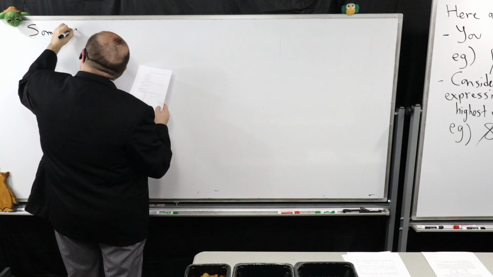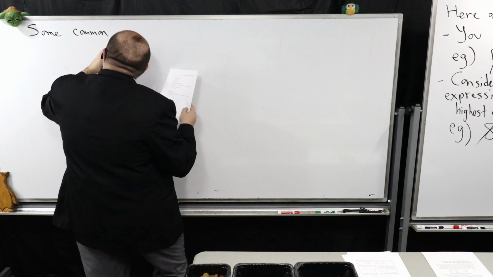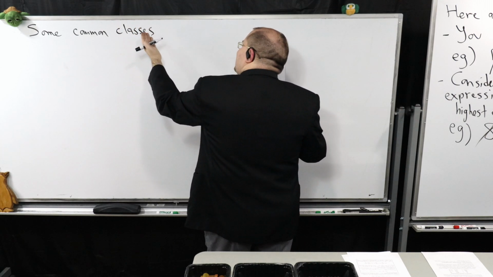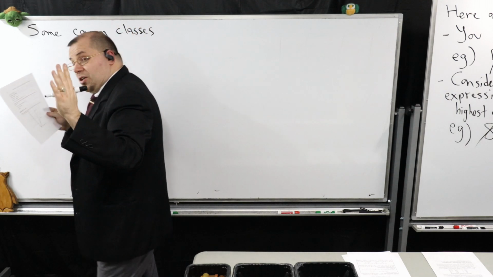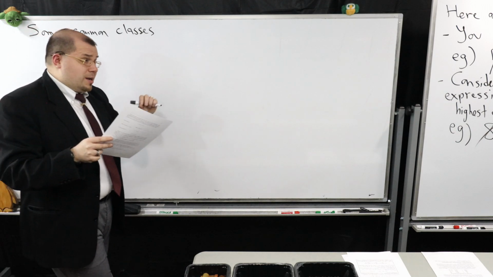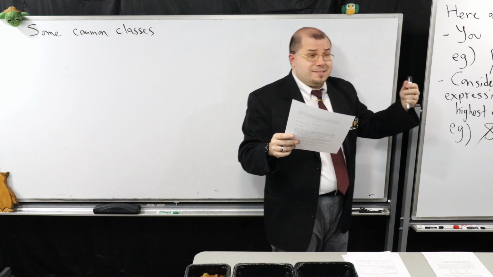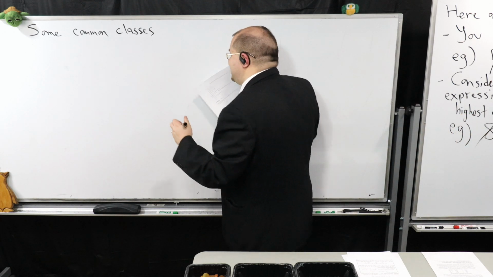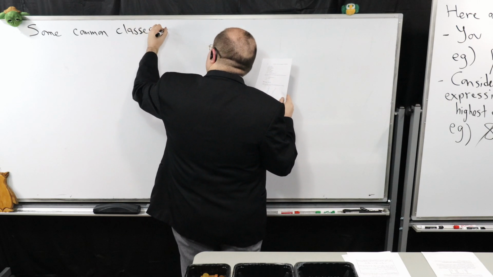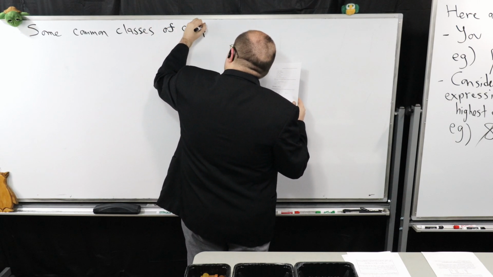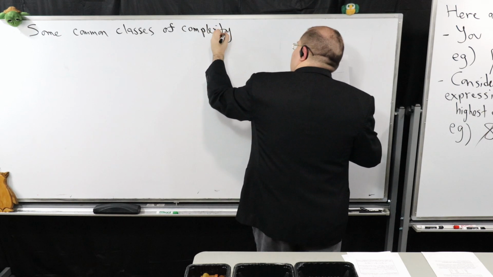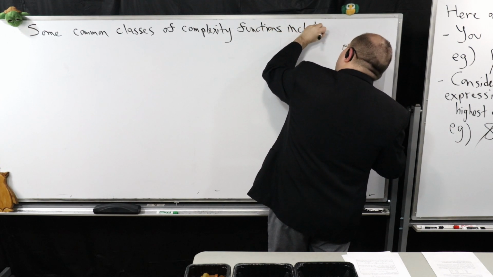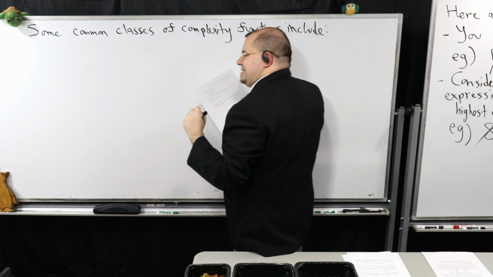So I'm going to say some common classes. Now, if you remember, like I said, a class, in the context we're going to use it, is simply, if we're talking about several classes, a bunch of sets of the same kind. So in this case, they're sets that contain complexity functions. Some common classes of complexity functions include, so some of these you may have heard of, other ones may be a little bit more mysterious.